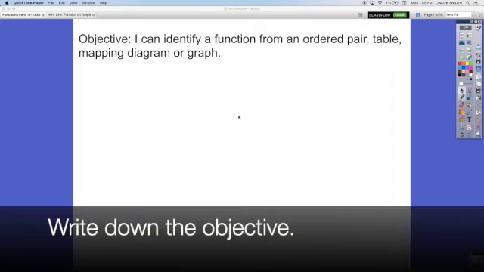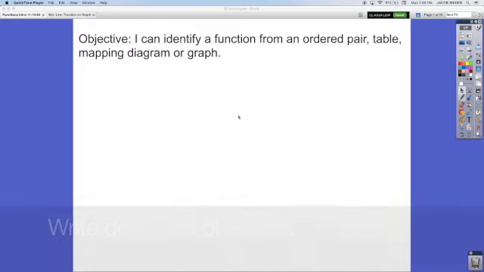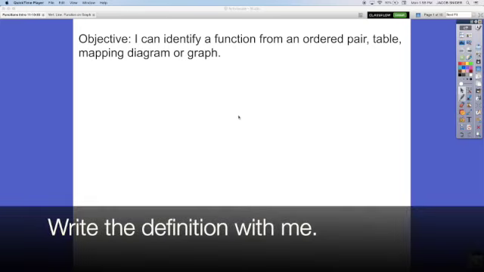Here's our objective for the day: I can identify a function from an ordered pair, table, mapping diagram, or a graph. Go ahead and copy that objective. Some of you may like what we're going to do today a little better than what we have been doing, and maybe it's a little easier. We're going to talk about 3 out of the 4 of those today. We're going to talk about graphing tomorrow.